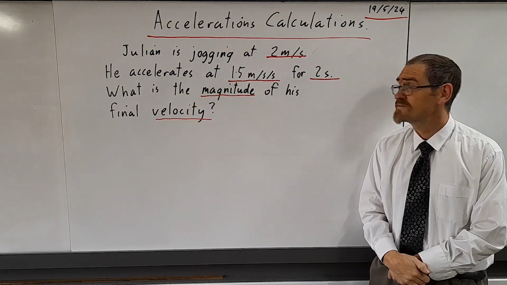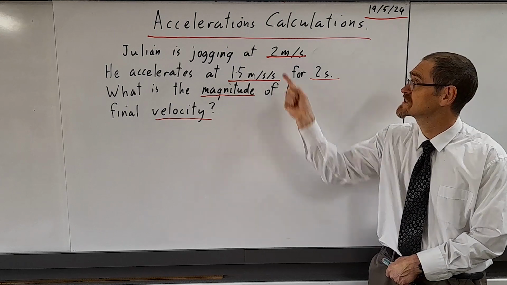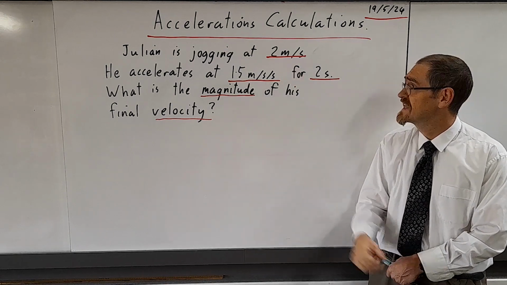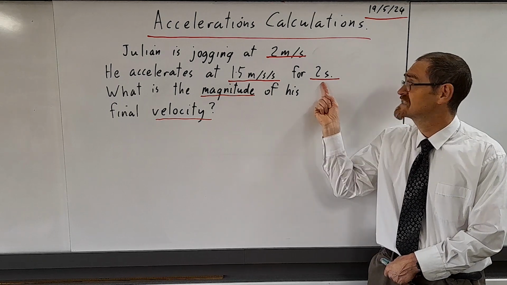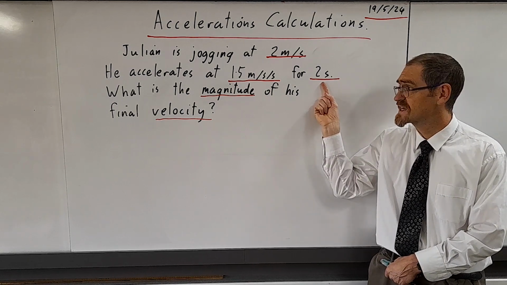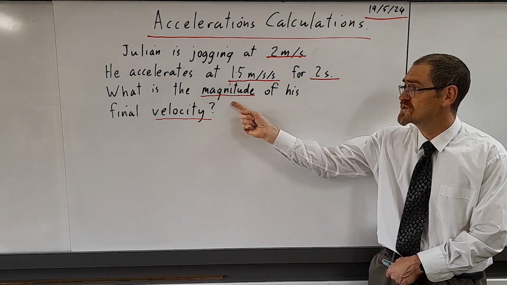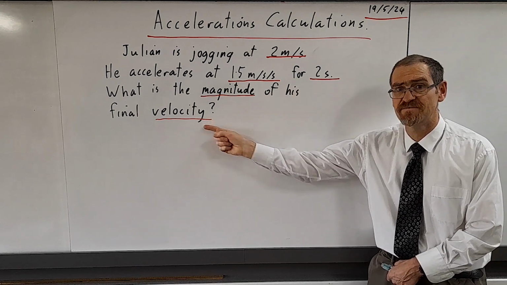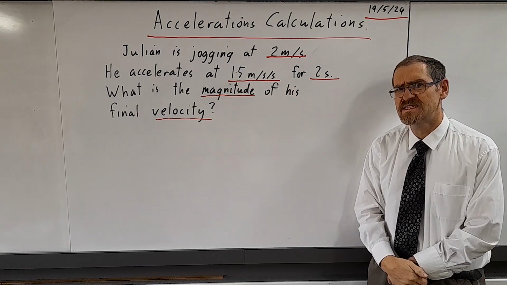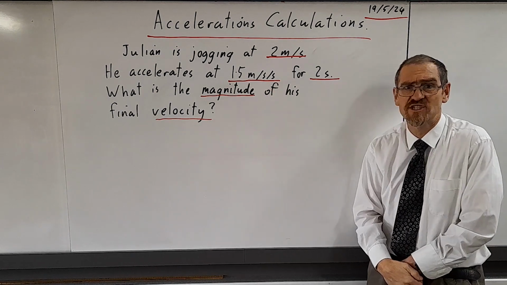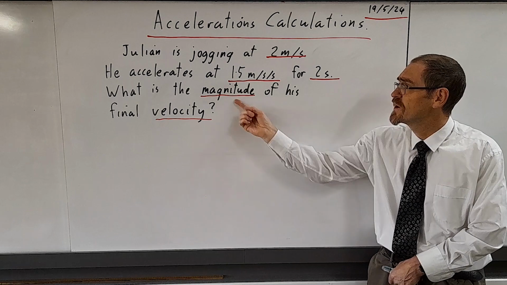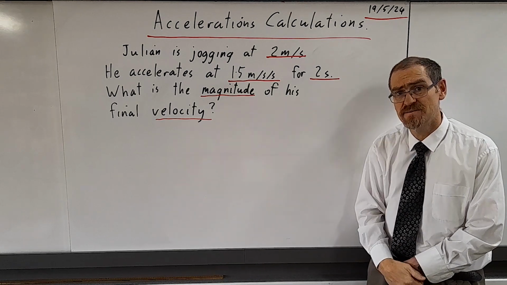So for us, the important information is that his initial velocity is 2 meters per second. He accelerates at 1.5 meters per second. His time that he takes to do this is 2 seconds. We're looking for the magnitude of his final velocity. Velocity is a vector. It needs magnitude and direction. We're not being asked for the direction at this time. The direction is forwards, I guess. We're just looking for the magnitude.